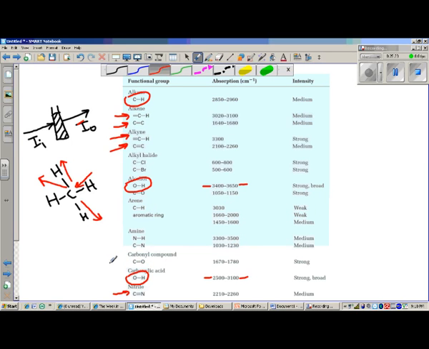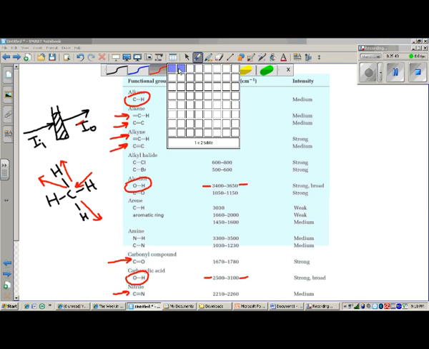Carbonyls as well, this one's particularly important. The carbonyl group is one of the most identifiable peaks in the entire spectrum because it's kind of off by itself and it's really, really strong. Usually down close to 0. Not always, but usually.